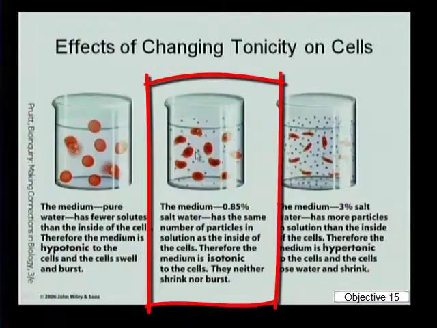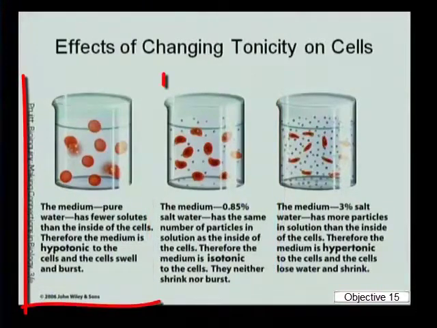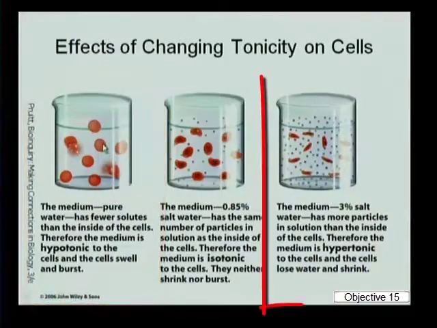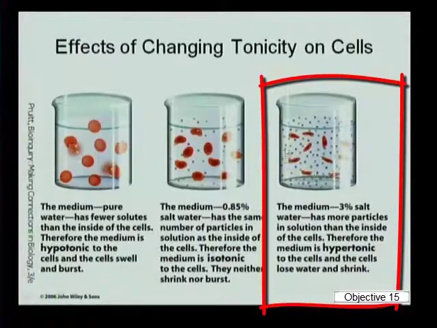If I have an isotonic solution, concentrations outside and concentrations inside are equal. Therefore, no net movement of water, equal going in as going out. They don't shrink and they don't burst. Over here, I have a hypotonic solution. It's pure water surrounding these cells, and so the water wants to move into the cells, trying to equalize concentrations. Versus over here, I have more particles in the solution. It's hypertonic. So water wants to move out of the cells to try and dilute its neighbor. So they're going to lose the water and shrink down.